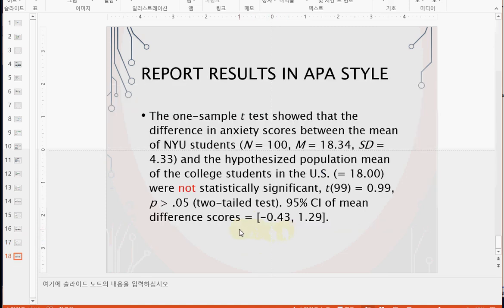This is the APA formatting report. Actually, nothing special here. Just say the one sample t-test showed that the difference in anxiety scores between the mean of NYU students and the hypothesized population mean of the college students in the US was not statistically significant, and so on and so forth. So this is the end of the one sample t-test, and let's move on to the paired sample t-test.